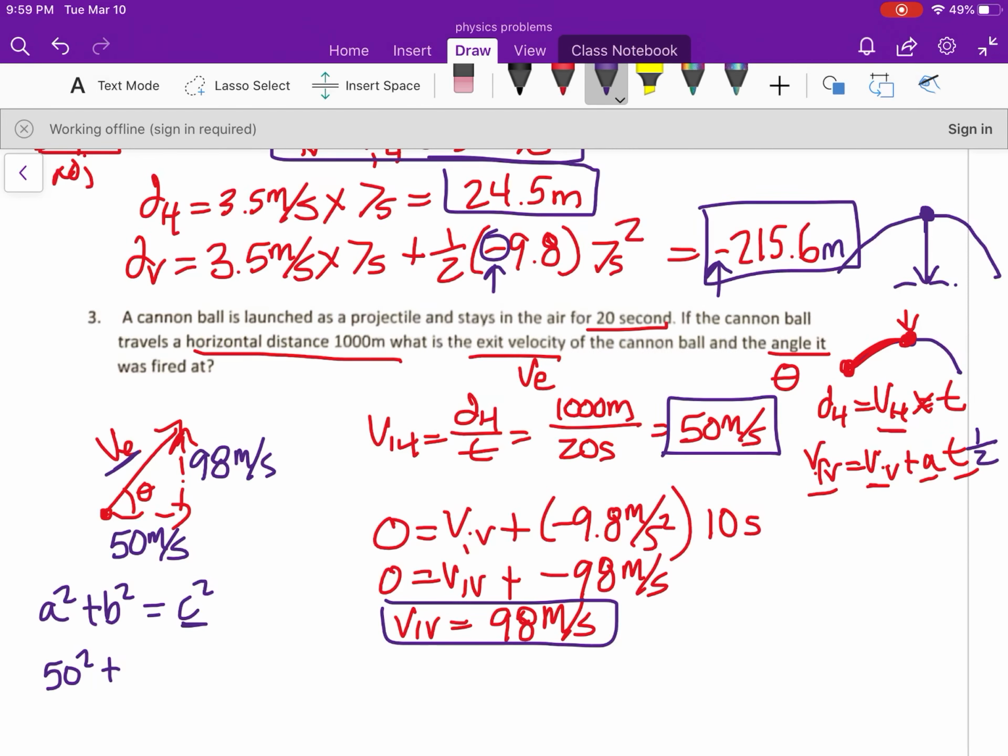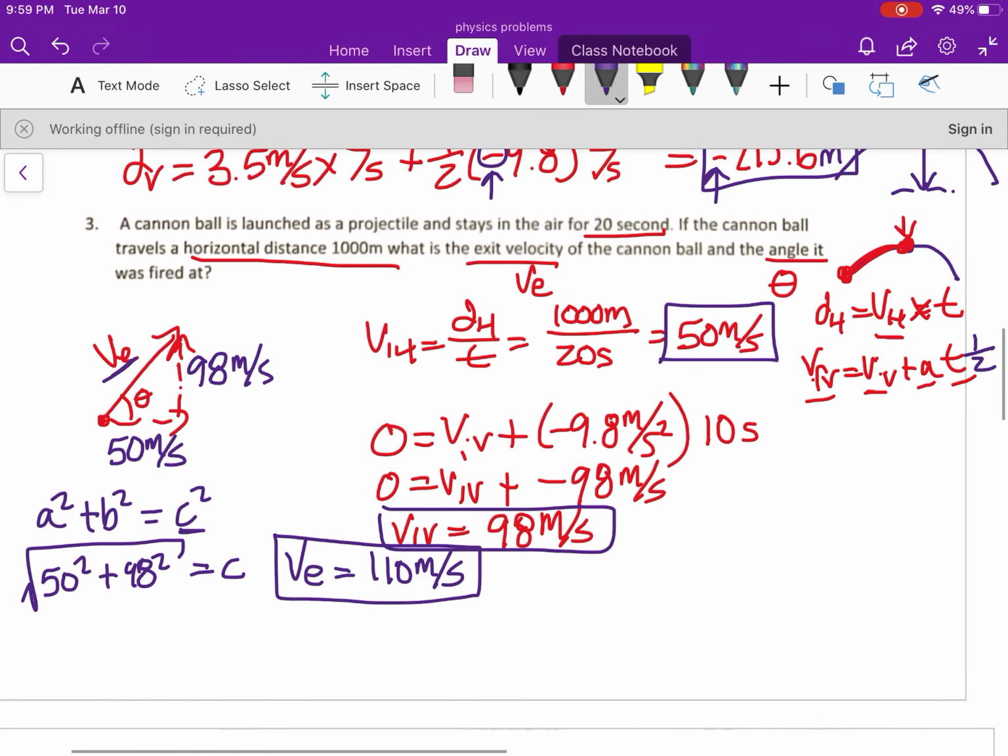50 squared plus 98 squared equals c squared. And in order to get c unsquared, I have to take the square root of both sides. So c is my hypotenuse, which in this case is my exit velocity. When I do 50 squared plus 98 squared and take the square root of that, I'm left with 110 meters per second. So my exit velocity is 110 meters per second.